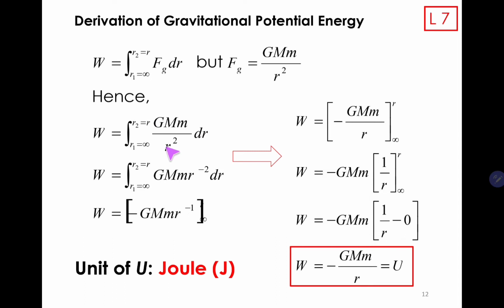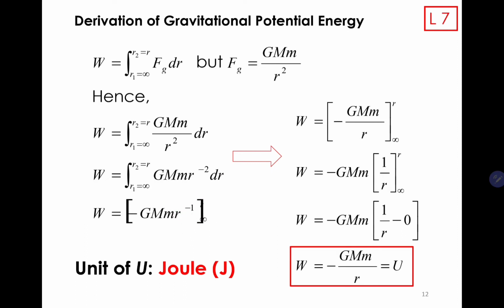Alright, so 1 over R to the power of 2 equals R to the power of negative 2. We just bring R squared from the bottom to the upper side, and you will get R to the power of negative 2. And then GMm is just a constant, isn't it? So we don't have to integrate these. We just integrate R to the power of negative 2 with respect to R, so that you will get GMm times R to the power of negative 1. Mathematically, you will get this.